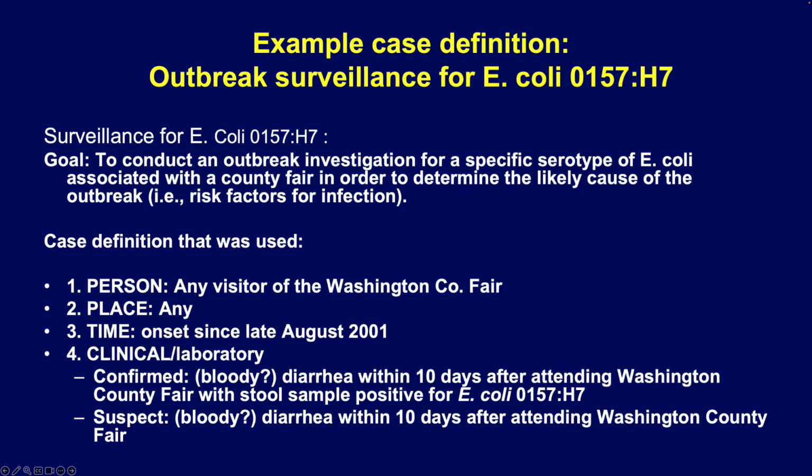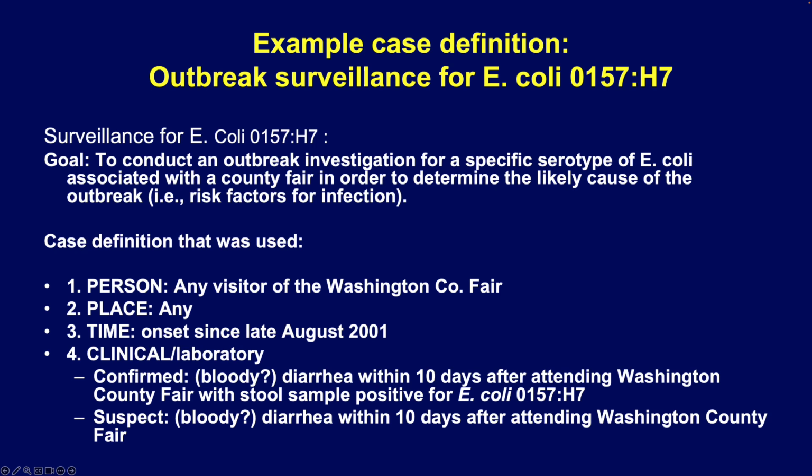Here's another example case definition that was used during an outbreak of hemorrhagic E. coli O157:H7. This was in the context of an outbreak investigation, so the goal here was to look for specific serotypes of E. coli associated with a county fair in upstate New York in order to determine what the likely cause of the outbreak was. In other words, what were the risk factors for infection?